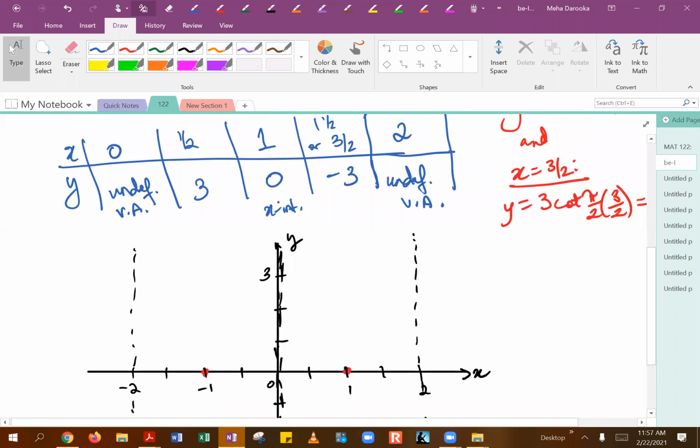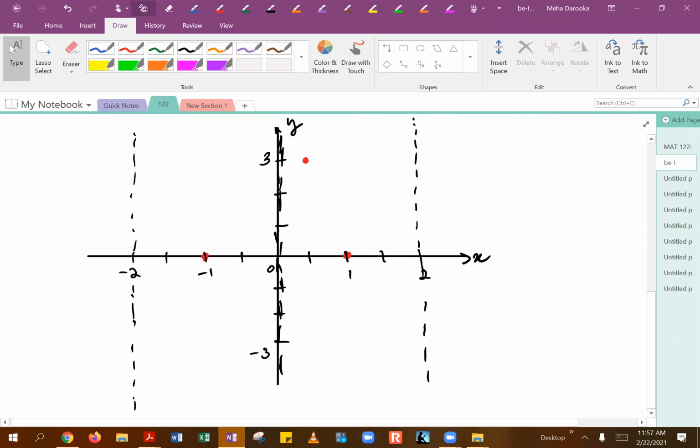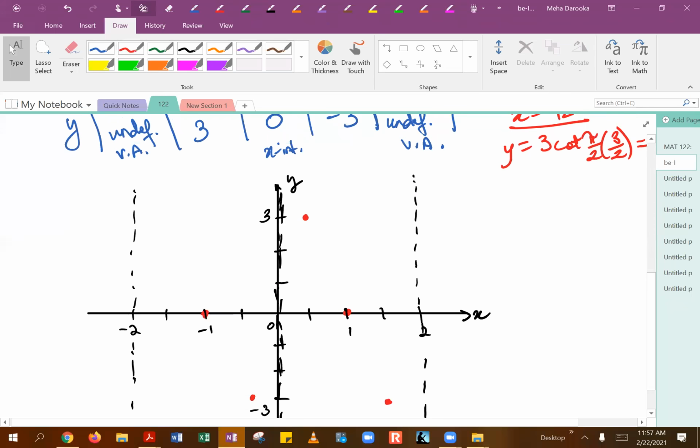At positive 1/2, we are at positive 3, so that would be right here. At positive 3/2, we are at negative 3, which would be right over here. And repeat that pattern on the left-hand side of our graph also. So negative 3 for this point, positive 3 for this point.